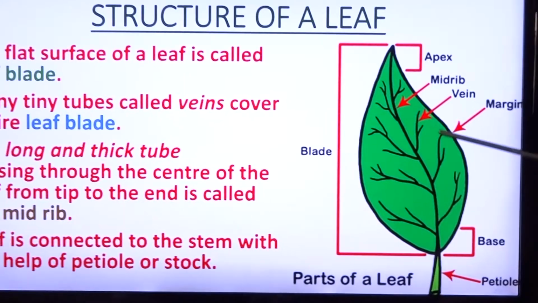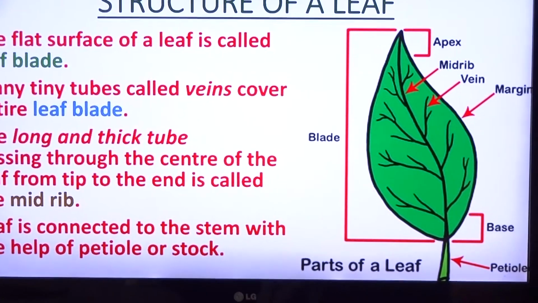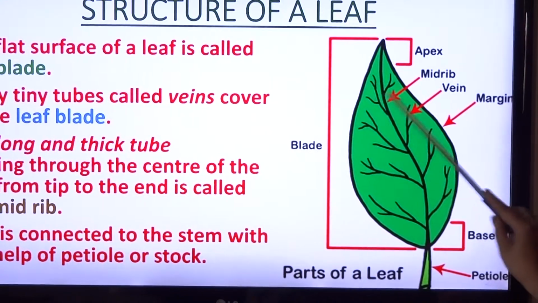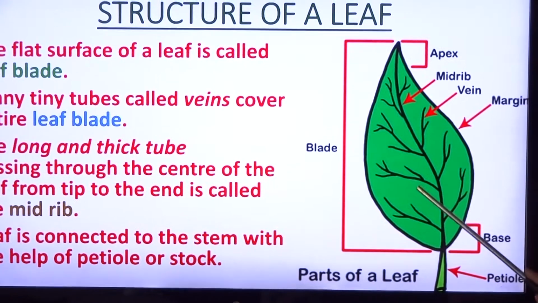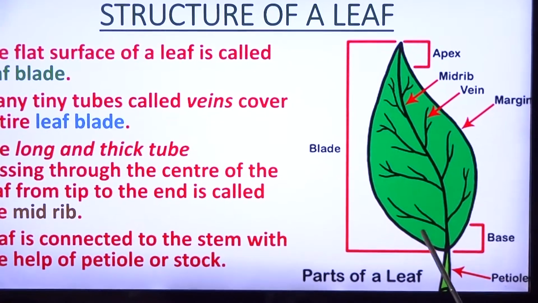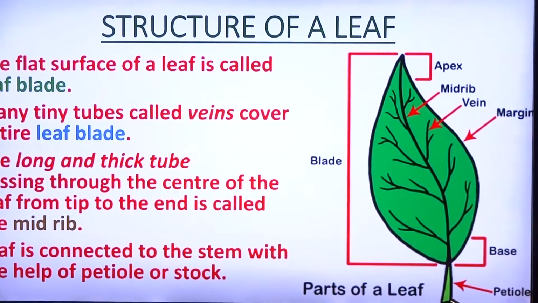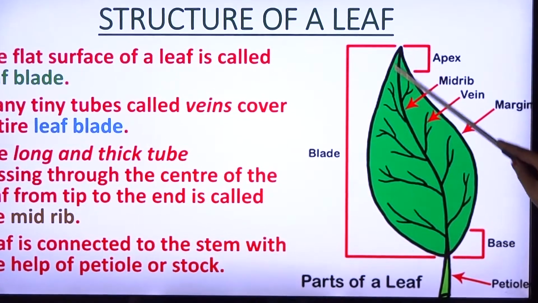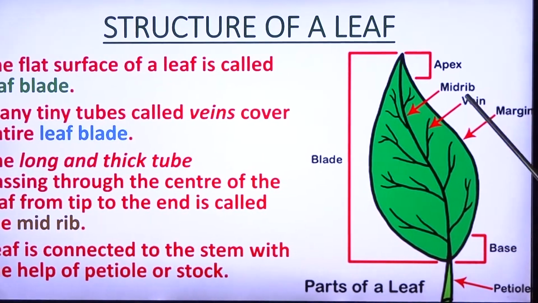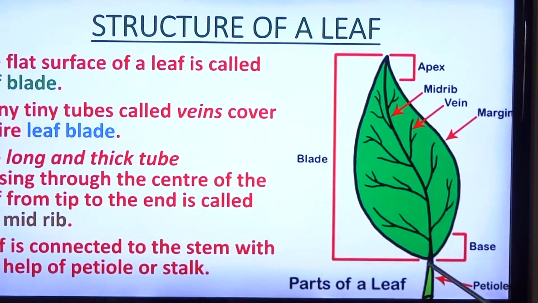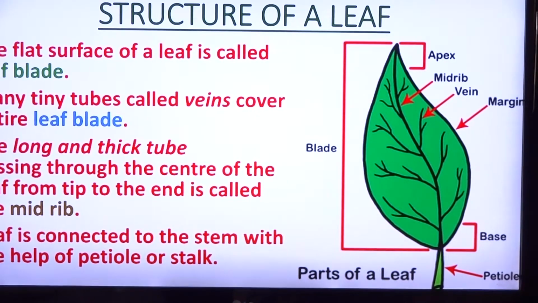This whole flat surface is called a leaf blade. These tiny tubes, they cover the whole leaf blade. These are called veins. From the center of the leaf, from tip to the end, is passing. This is called midrib. This is the petiole or stalk. It connects the leaf to the stem.